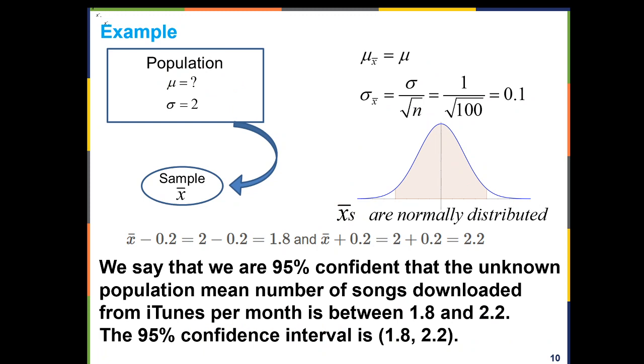All right, so now we say that we are 95% confident that the unknown population mean number of songs downloaded from iTunes per month is between 1.8 and 2.8.